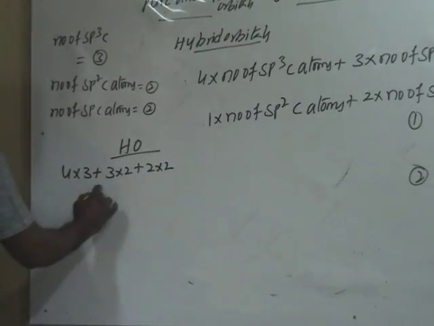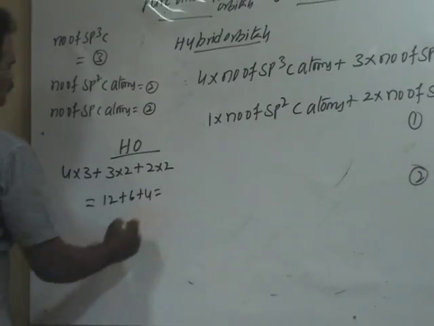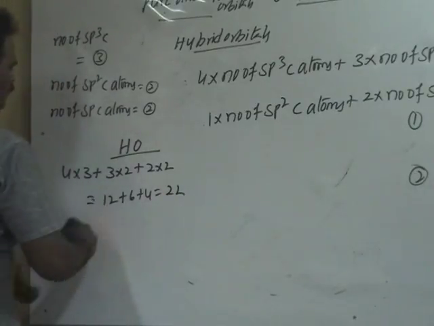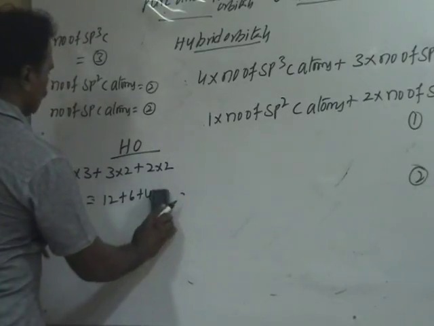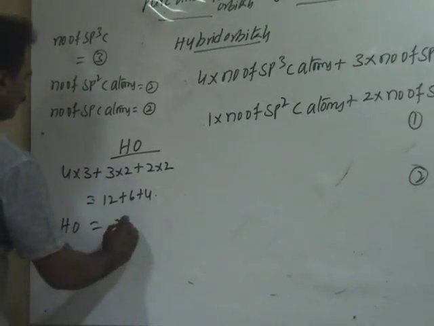So 4 3s are 12 plus 6 plus 4. The total number of hybrid orbitals is equal to 22.